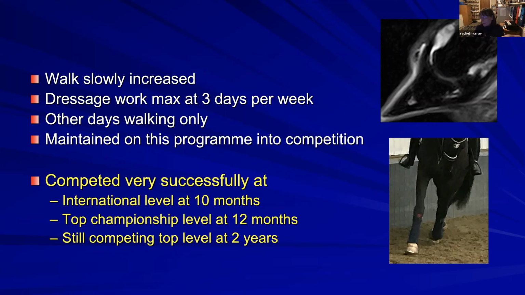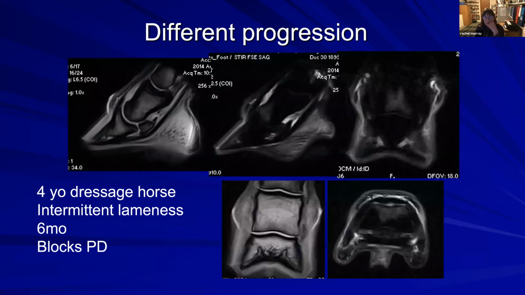So this horse had a middle phalanx bone injury and did really well, in spite of having other things going on. However, this horse had a different progression. It was a 4-year-old dressage horse with intermittent lameness.